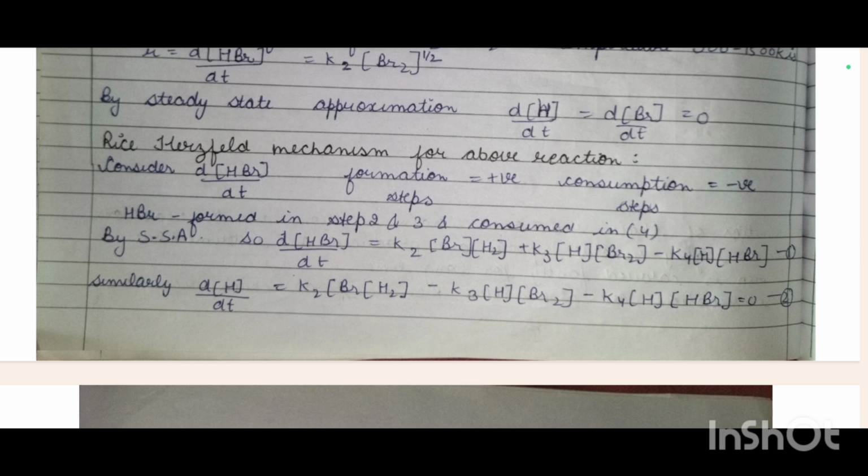HBr is formed in the second and third steps and consumed in the fourth step. By the steady state approximation, d[HBr]/dt = k2[Br][H2] + k3[H][Br2] - k4[H][HBr]. Similarly, d[H]/dt = k2[Br][H2] - k3[H][Br2] - k4[H][HBr] = 0.